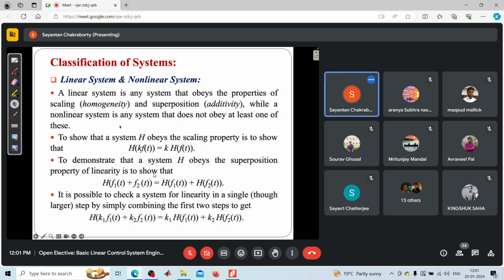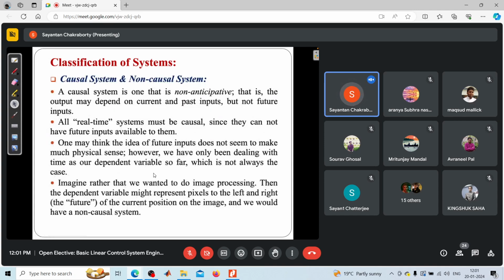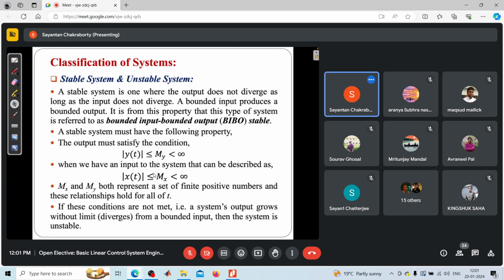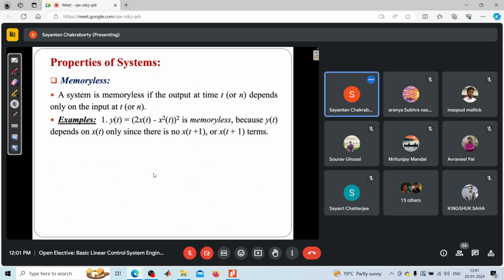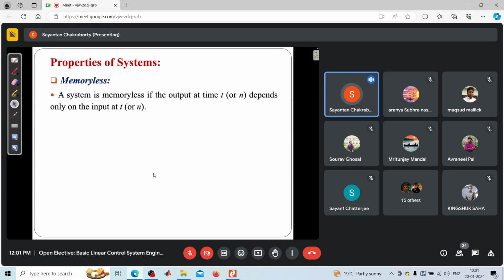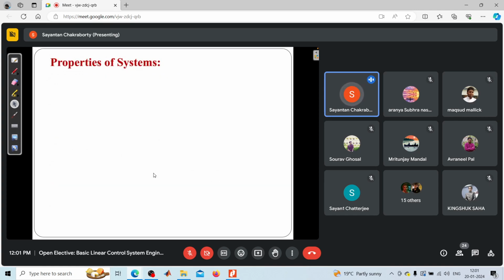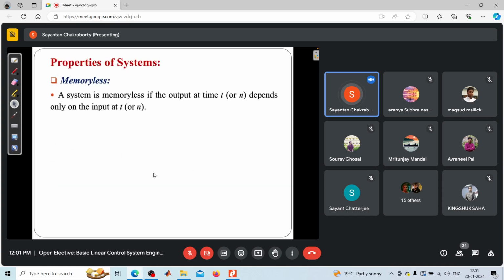Let us proceed with the properties of the system. Different properties that a system carries. First property is a system having memory or not, whether a system has a memory or not. That means the system is memoryless if the output at any instant depends on the input at that instant only.